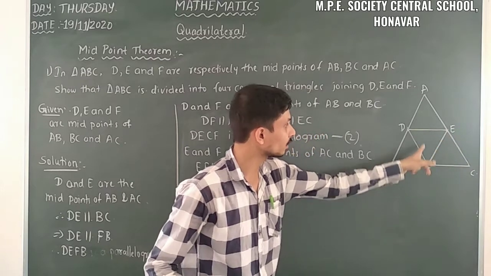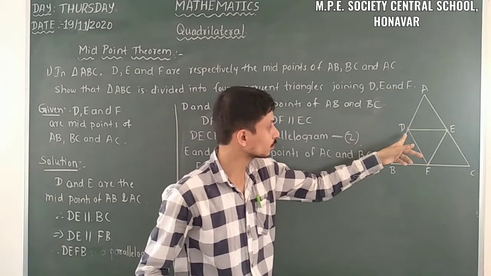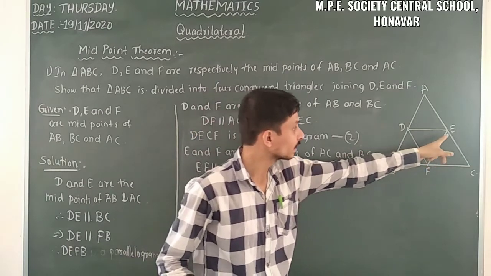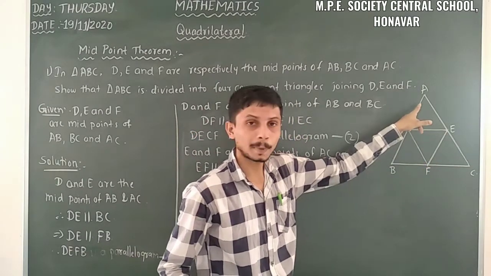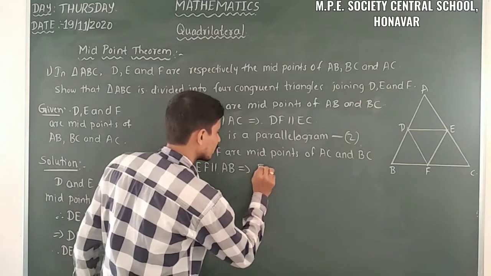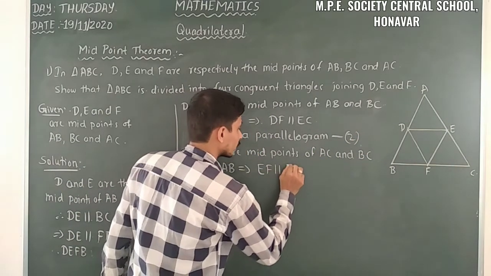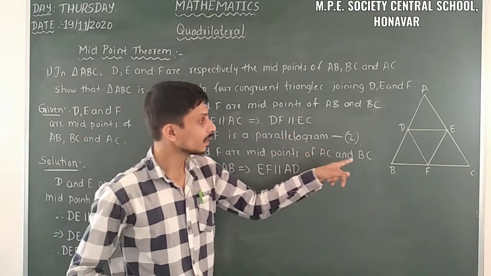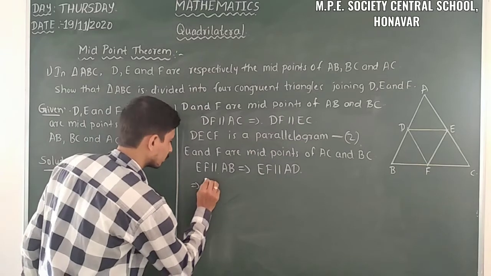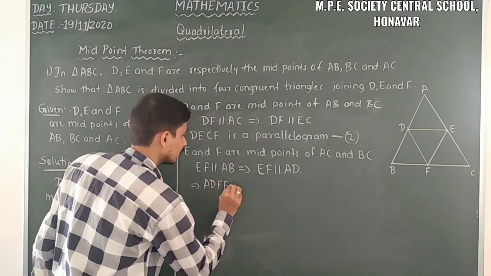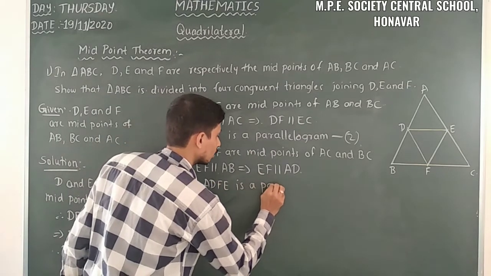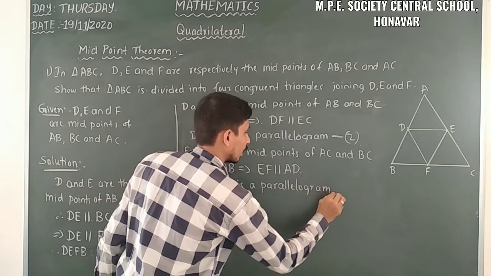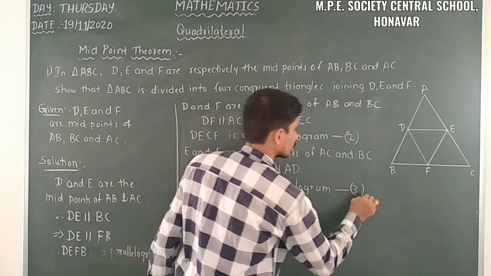So EF is parallel to AD, just observe, AD is a part of AB. That is, EF is parallel to AD. This implies ADFE is a parallelogram. I will take this as equation number 3.